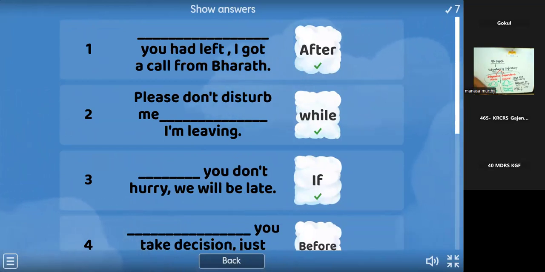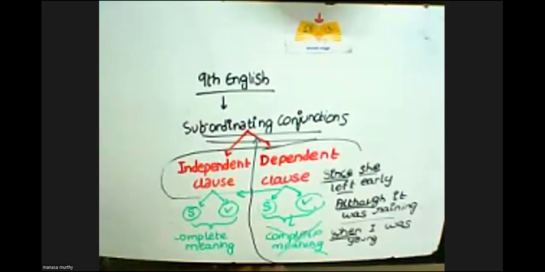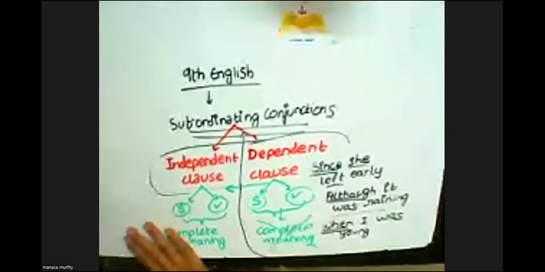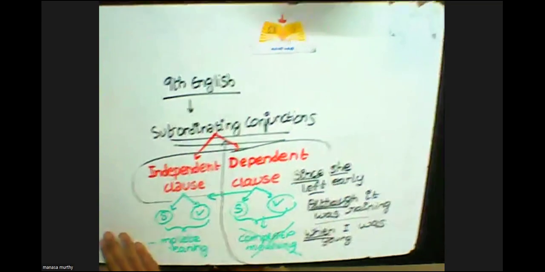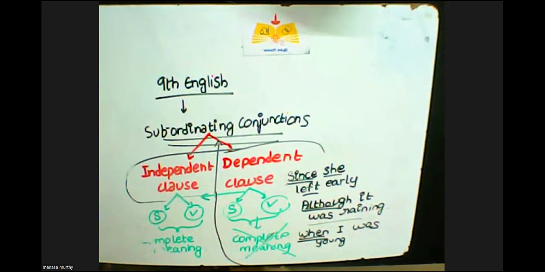Okay, fine. So was the concept of subordinating conjunctions clear enough to all students? If it is clear, let me know. Also, if there are any suggestions that I need to take, you may please let me know.